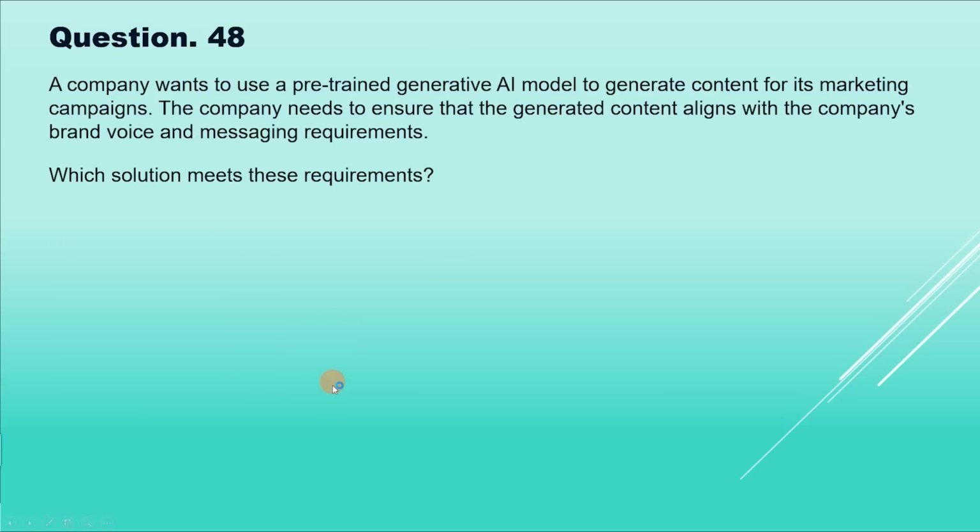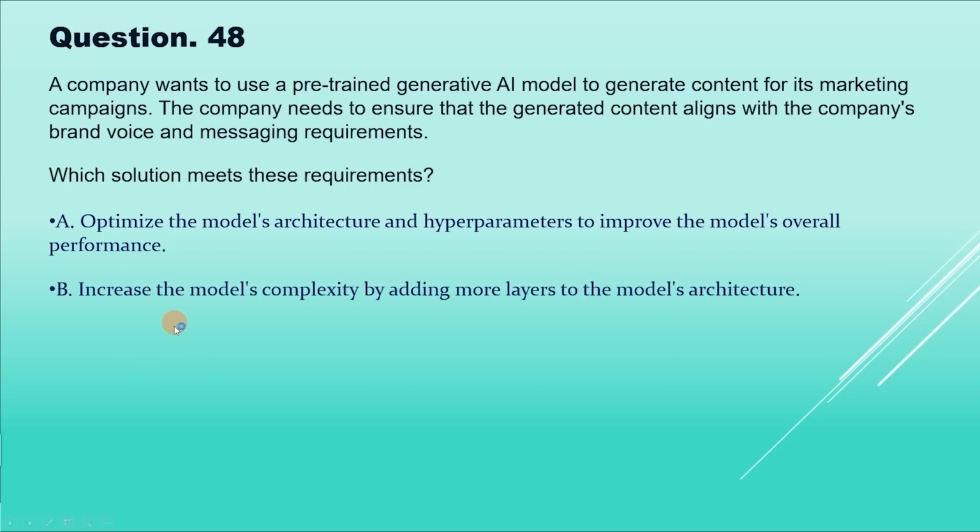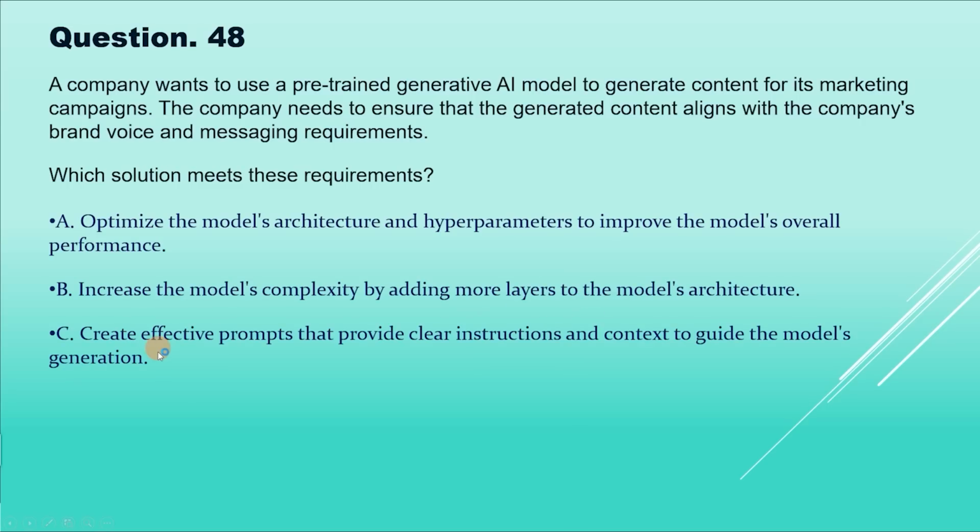Now question number 48. A company wants to use a pre-trained generative AI model to generate content for its marketing campaigns. The company needs to ensure that the generated content aligns with the company's brand voice and messaging requirements. Which solution will meet these requirements? Option A, optimize model architecture and hyperparameters to improve model overall performance. Option B, increase the model's complexity by adding more layers to the model's architecture. Option C, create effective prompts that provide clear instructions and context to guide the model's generation. Option D, select a large diverse dataset to pre-train a new generative model.